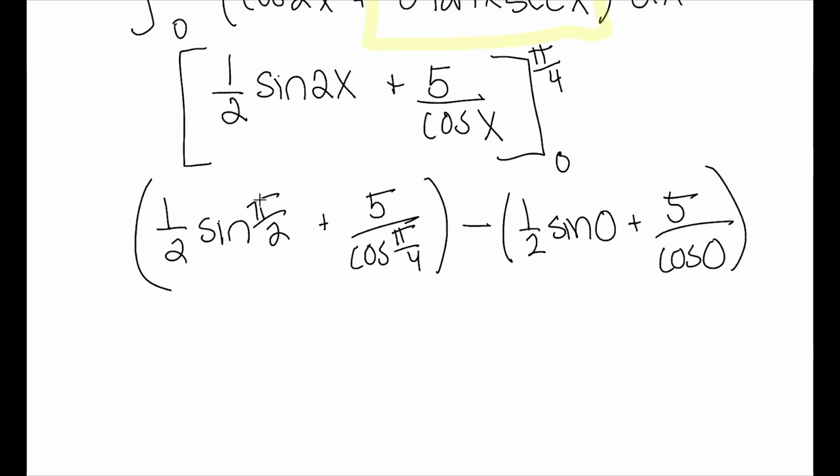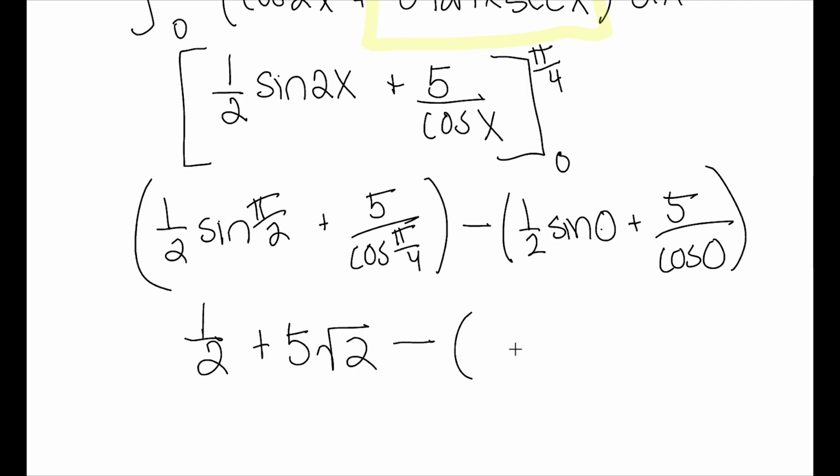Okay, sine of pi over 2 equals 1. So this is just 1/2. 5 divided by 1 over the square root of 2 is 5 radical 2. You could just be plugging this into your calculator. Just make sure it's in radian mode, because all calculus with trigonometry is in radians.